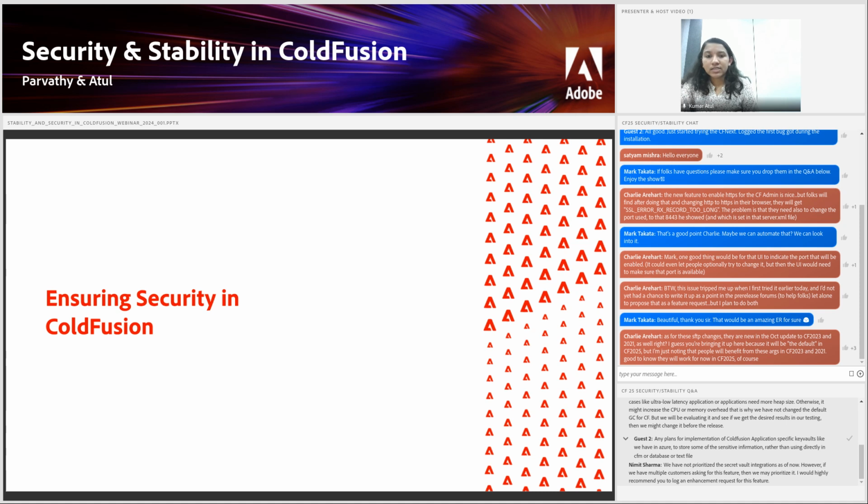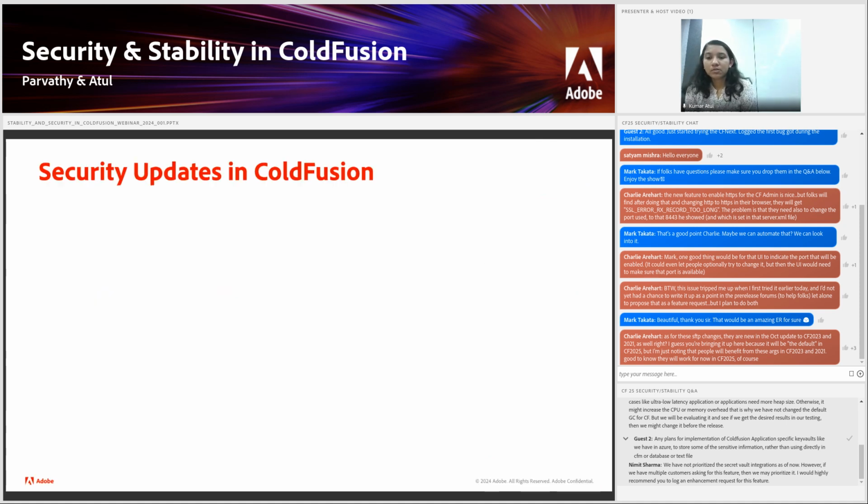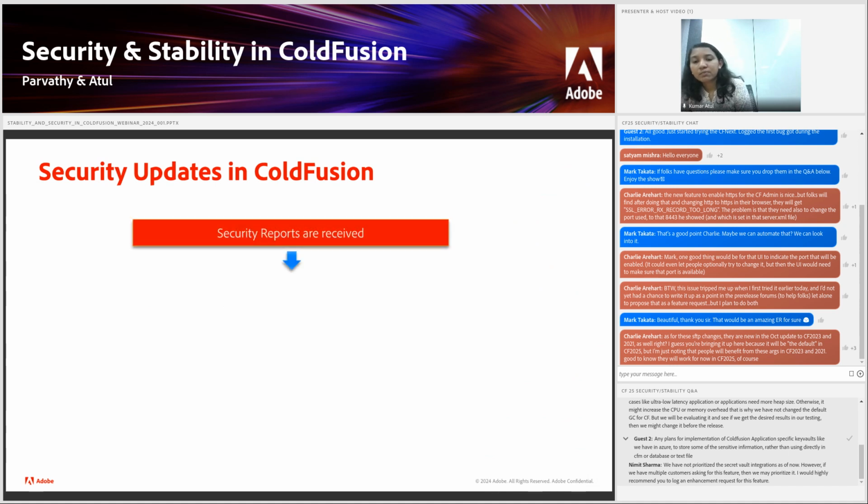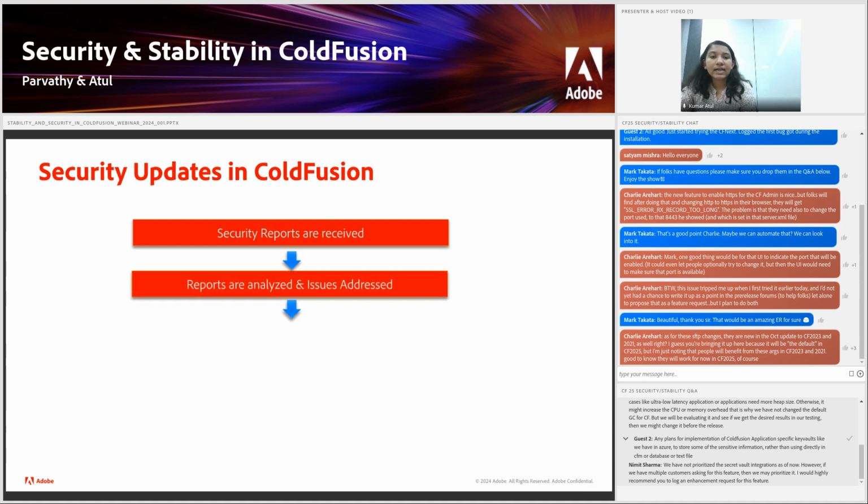Then about ensuring security in ColdFusion. Here we'll talk about some of the programs that we follow to ensure ColdFusion is secure and stable. First, we'll talk about the process of security updates in ColdFusion. First, security reports are received. Basically, we have an internal PSIRT team that generates security reports about the product. Even users can log any security issues directly to the PSIRT team. Once the security reports are received, these reports are analyzed, and all the issues that need attention are addressed.